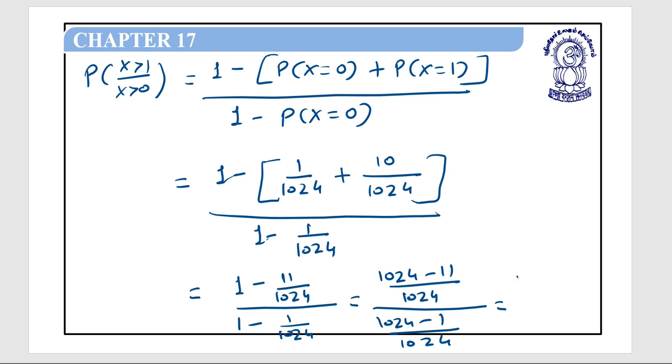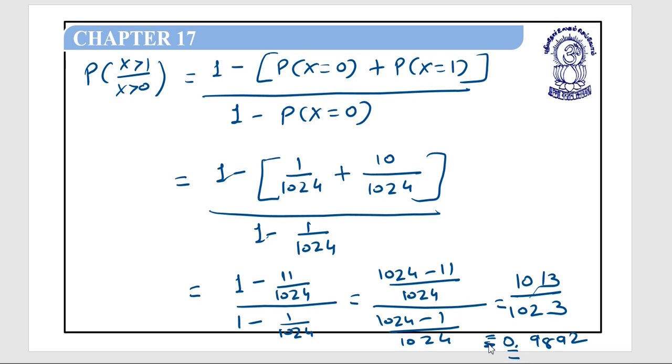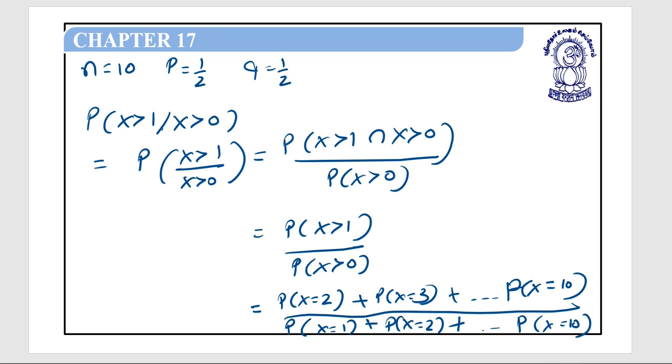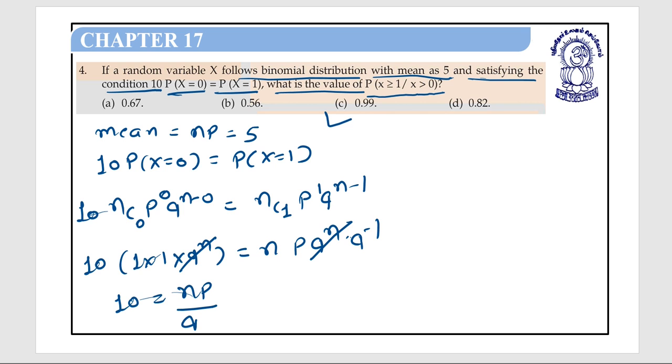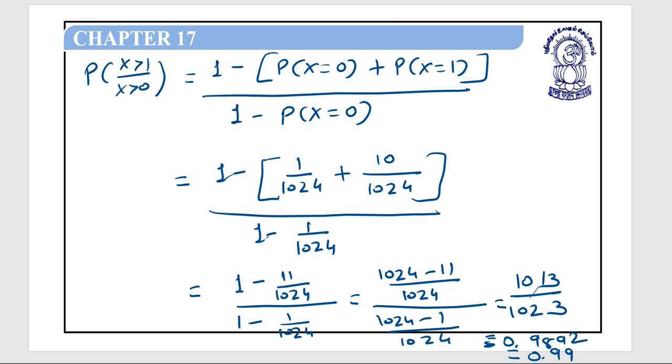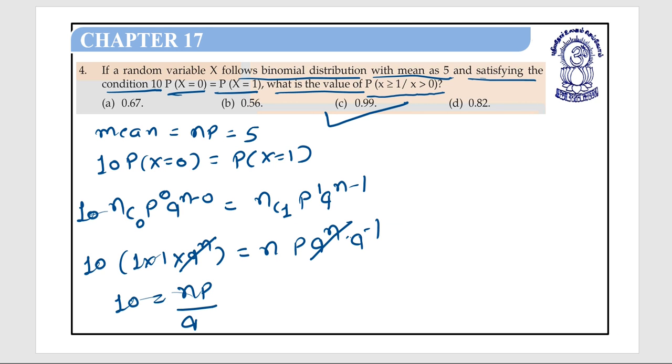So 1013 upon 1023 is equal to 0.9892, approximately 0.99. Okay, so check with the options. Option C is the right answer of question number 4.